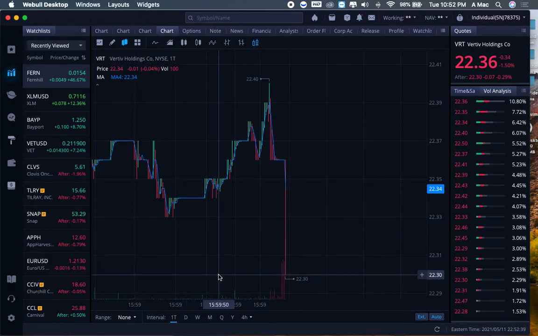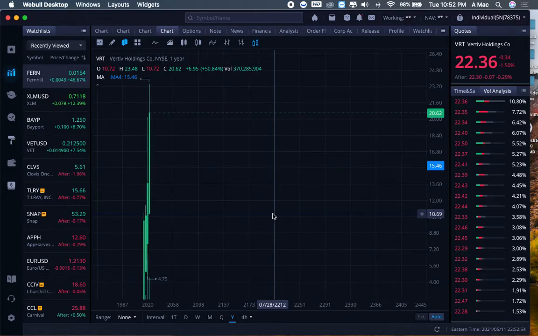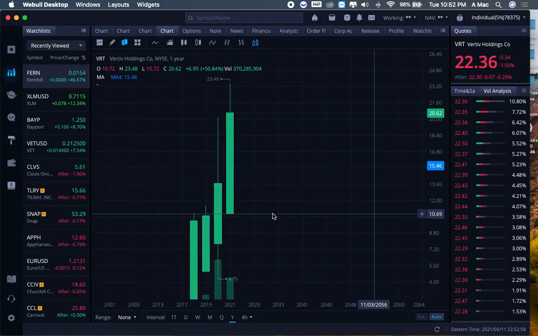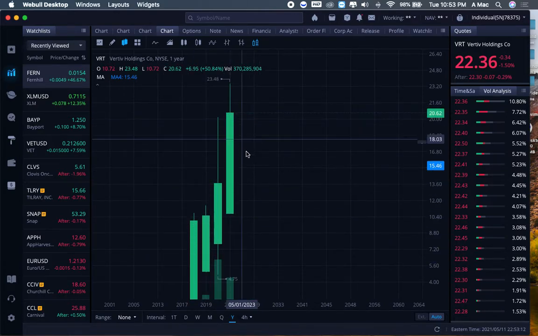So yeah, it would be a good time to get in right there. Now, another thing to consider is when you're buying into stocks, you want to really look at the trend it's been having since the company started. If you look at this yearly chart, for the last 4 years, it's been going higher and higher and higher. So it's going up every year.